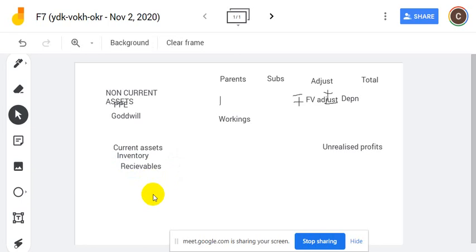Next, you bring the cash. Again, 100% cash for the parent, 100% cash for the subsidiary.